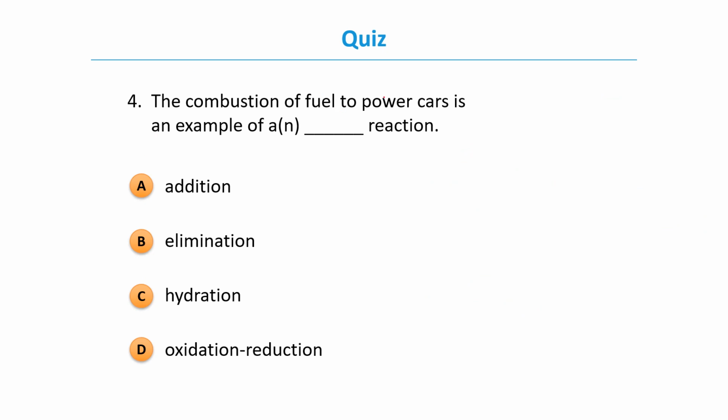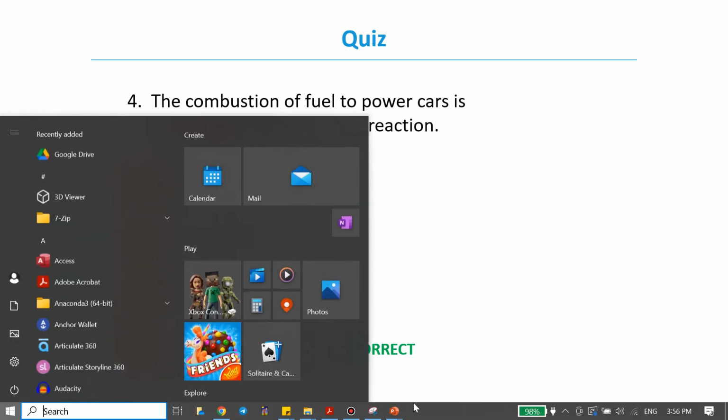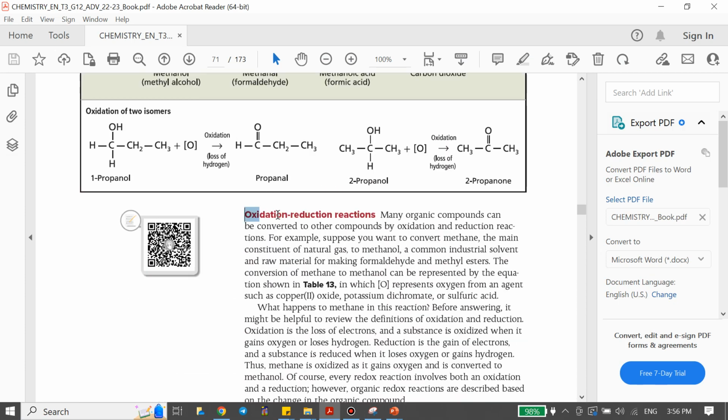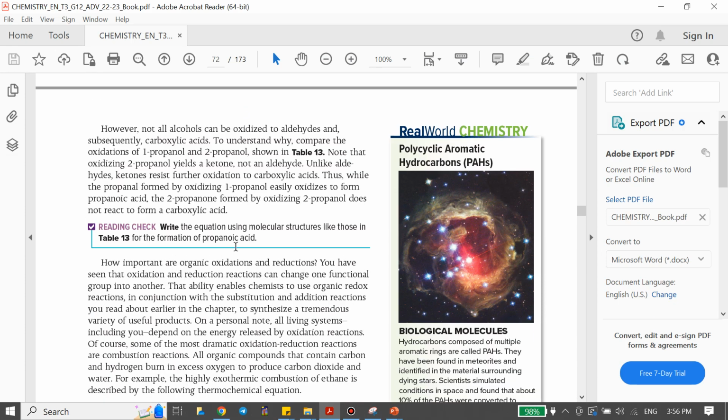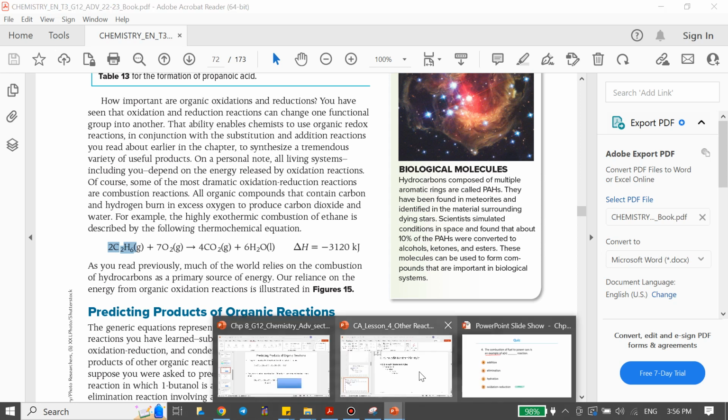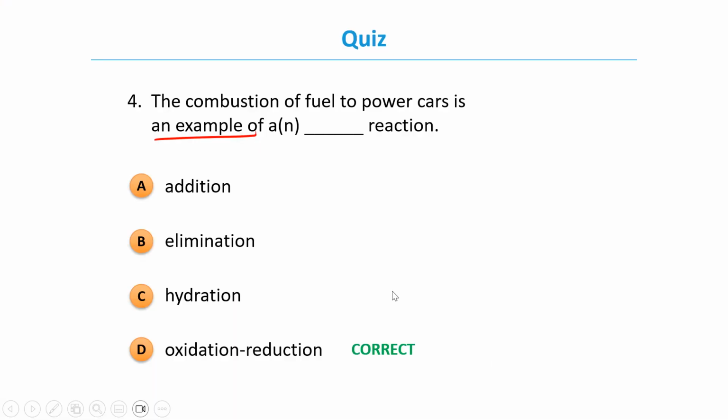The combustion of fuel powering cars is an example of, the correct answer is oxidation reduction. Where can we find this? We can find it in the book. Under the oxidation reduction reactions, you will see that the combustion of hydrocarbons is a type of oxidation reaction. Okay, so you just remember it like this.